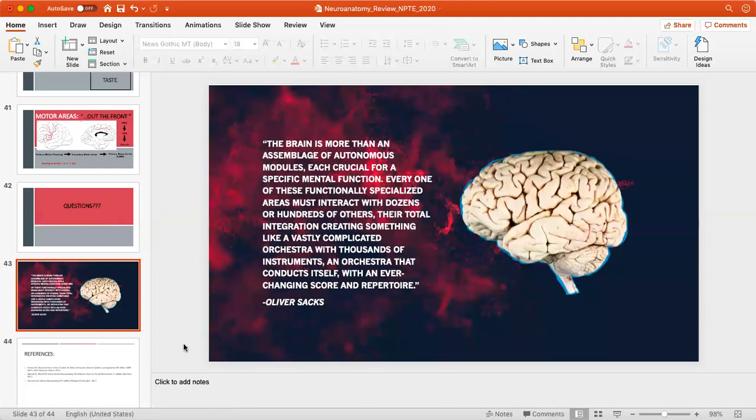And I do want to leave you with this quote from prominent neurologist and really brilliant thinker and writer and doctor. And this is from Oliver Sacks, and he says, "The brain is more than an assemblage of autonomous modules, each crucial for a specific mental function. Every one of these functionally specialized areas must interact with dozens or hundreds of others, their total integration creating something like a vastly complicated orchestra with thousands of instruments, an orchestra that conducts itself with an ever-changing score and repertoire."